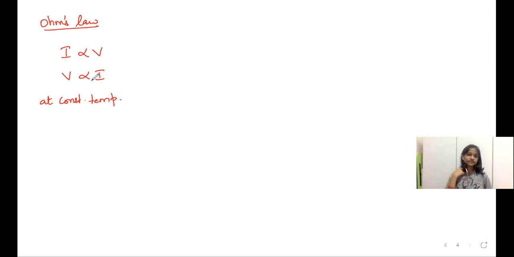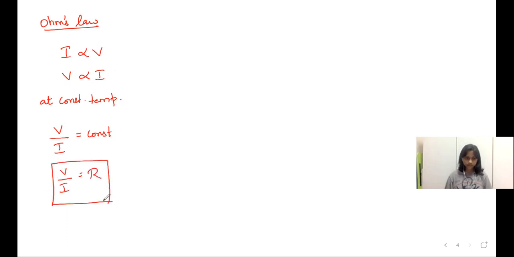Here these two are proportional. So I can write V by I will always be a constant, as per the proportionality idea. V is directly proportional to I means what? When you divide V by I, the value you will always get is a constant value. That is why you say V is proportional to I, right? And that constant value, they have named it resistance.